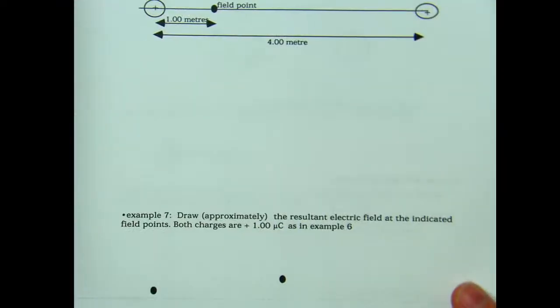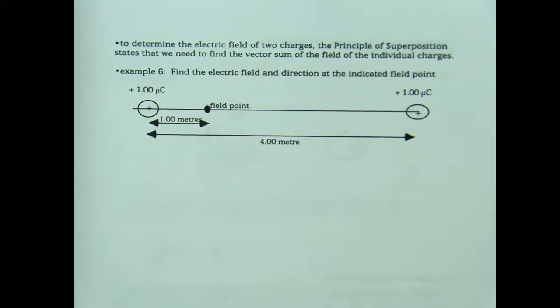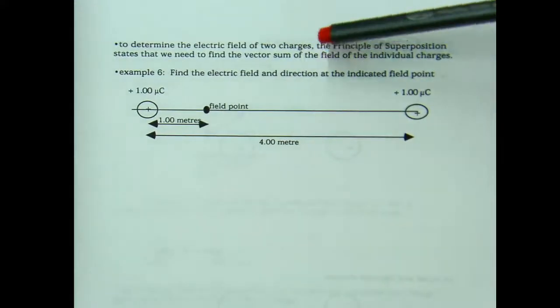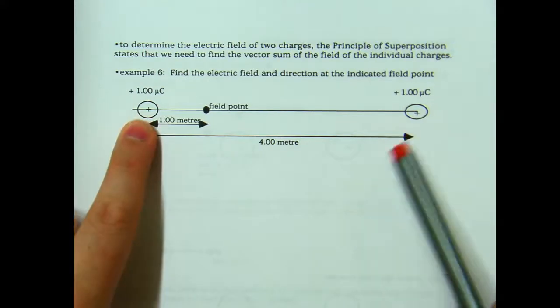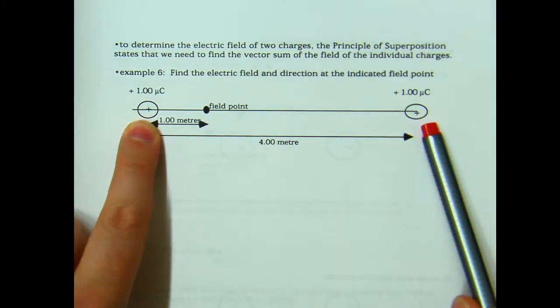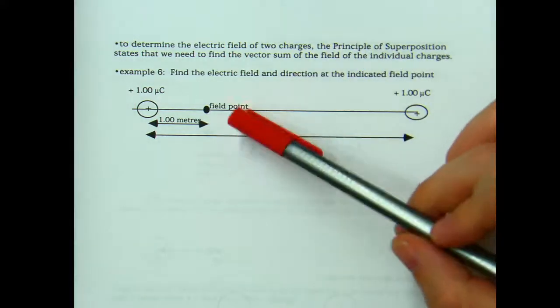So we'll do a couple more examples here. We want to determine the electric field of two charges. The principle of superposition states that we need to find the vector sum of the field of the individual charges. This is the exact same thing we did with gravity. We said, okay, if I've got the Earth here and the Moon here, what is the gravitational field strength in the middle somewhere? And so we found the strength of each field and added them together, based on their directions. So one would have been positive, one would have been negative. We have to do the same thing here.